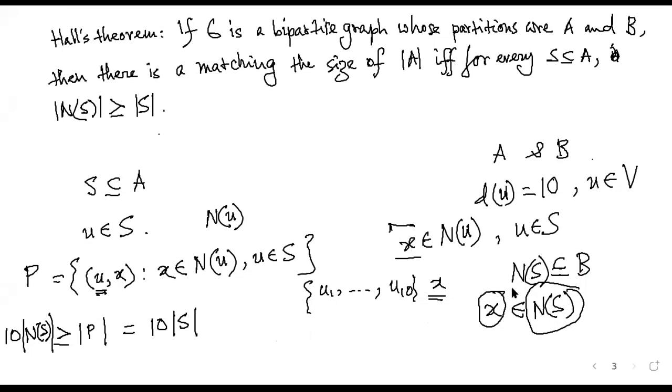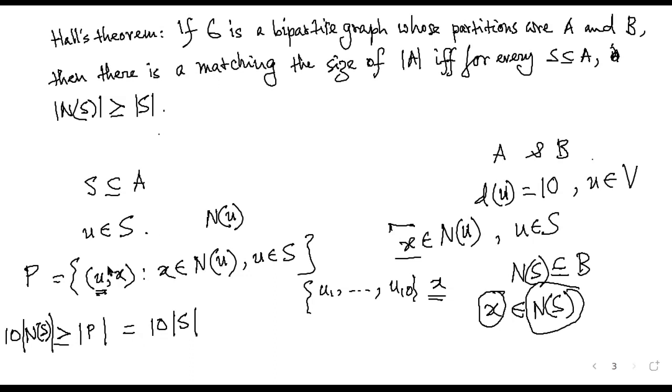So here we are taking the number of elements of P. The first one we took in case of the first coordinate, and second in case of the second coordinate, that is x. In case of the first coordinate, it is 10 into cardinality of S. In case of the second coordinate, that is x, it will be bounded by 10 into cardinality of N(S), right?